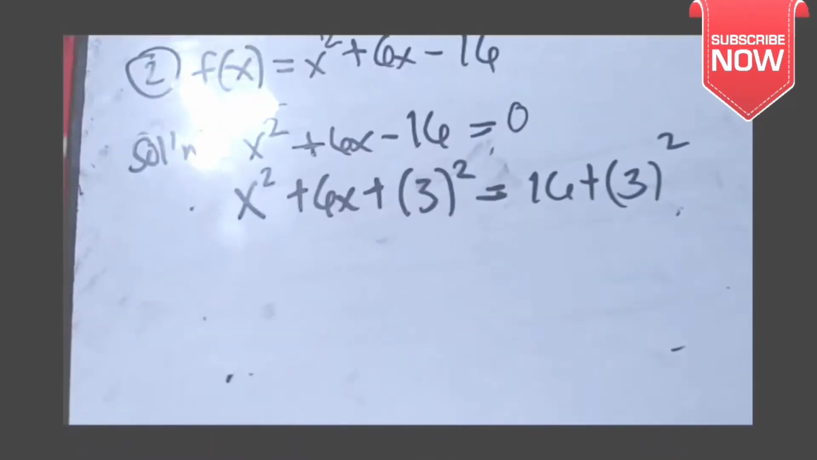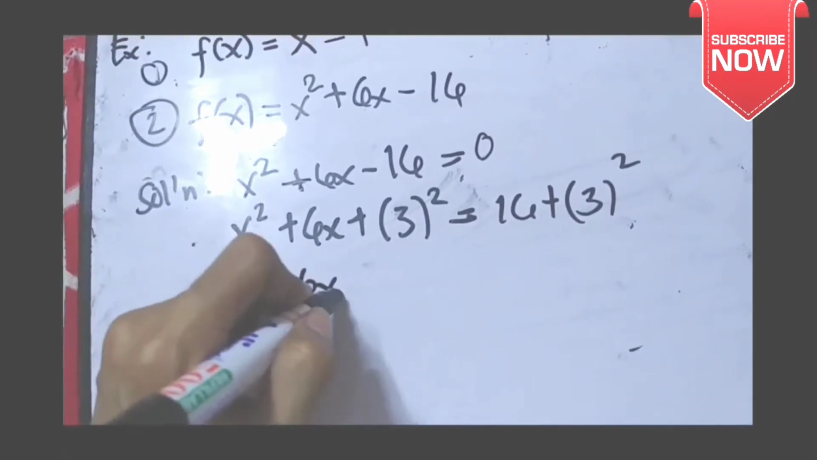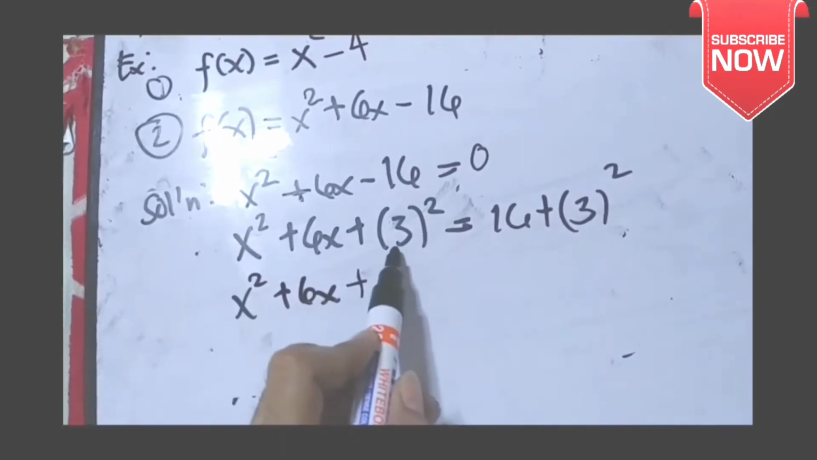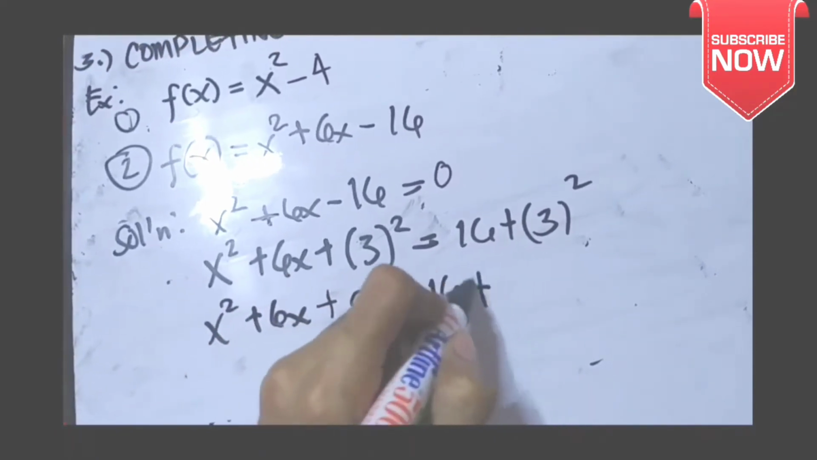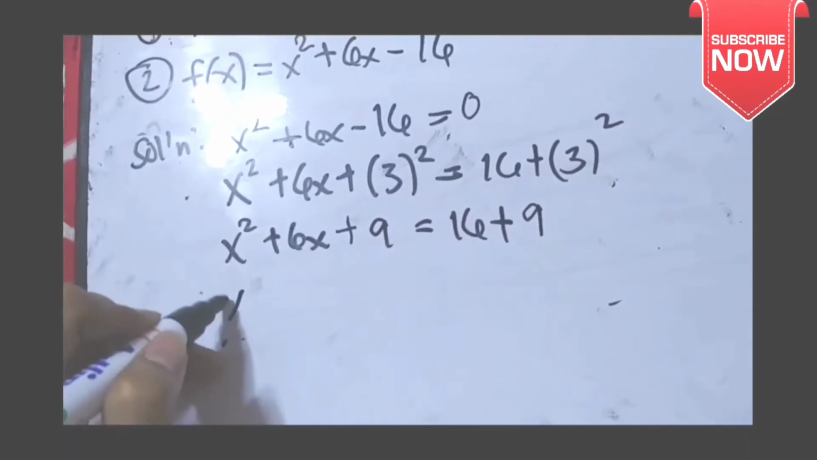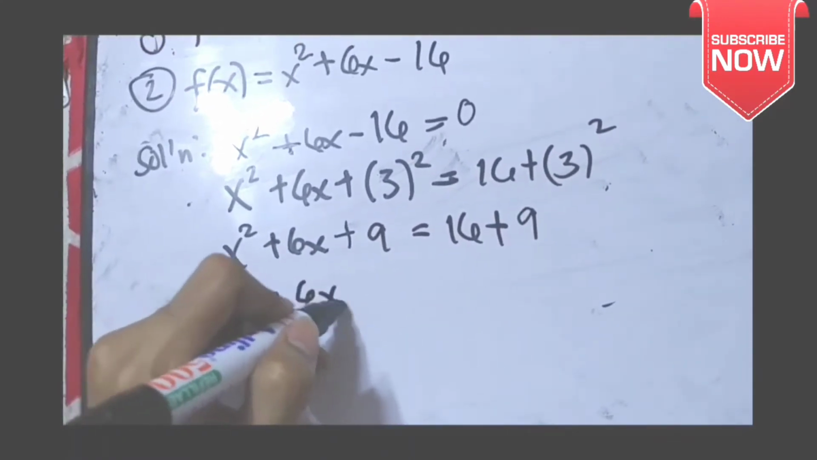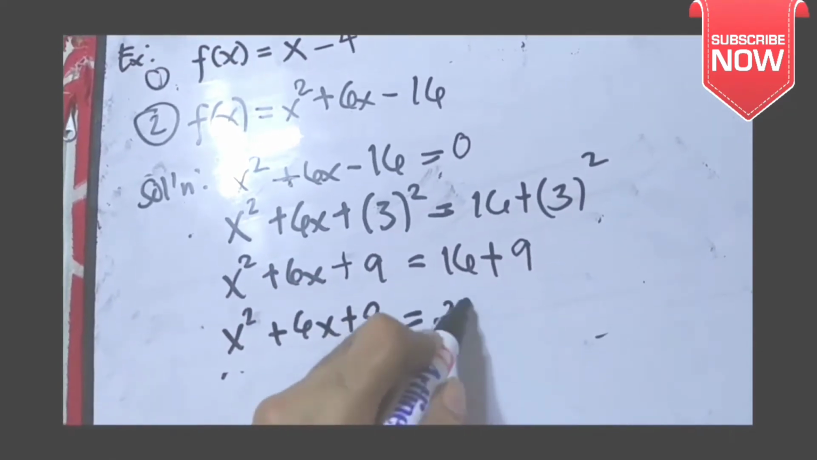Okay. So, simplify lang natin. X squared plus 6x plus 3 multiplied by itself, 3 times 3, that's 9, equals 16 plus 3 multiplied by itself. 3 times 3 equals 9. Simplify. X squared plus 6x plus 9 equals 16 plus 9, that's 25. Okay.